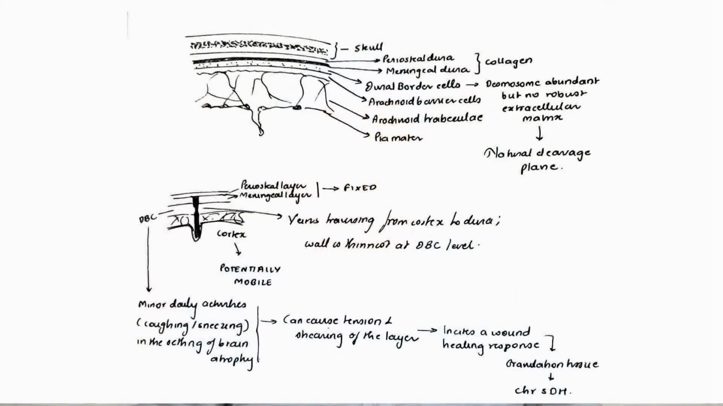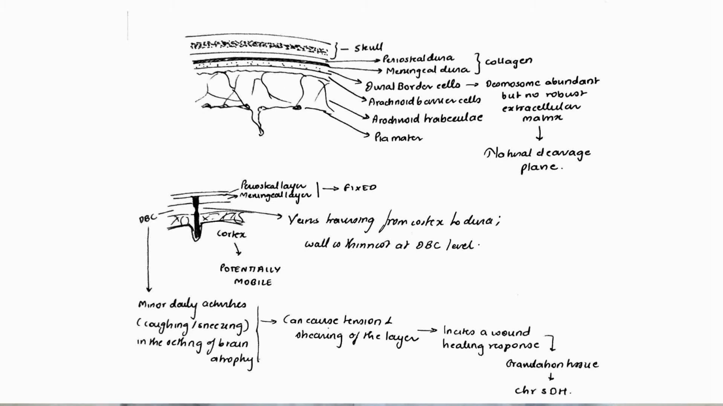So what you can see is the skull, the meninges and the brain. And the most important layer is called the dural border cell layer. Now, why is this important? There are normally veins that run from the cortical surfaces to the dural venous sinuses. These veins are usually thinned out at this point, and this layer essentially has weak extracellular matrix.